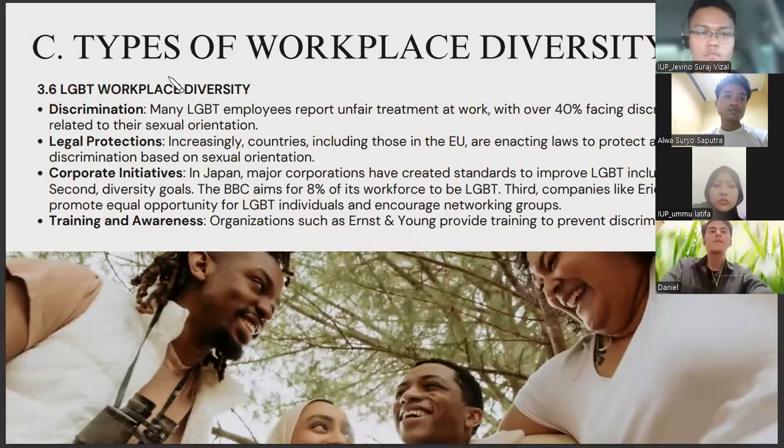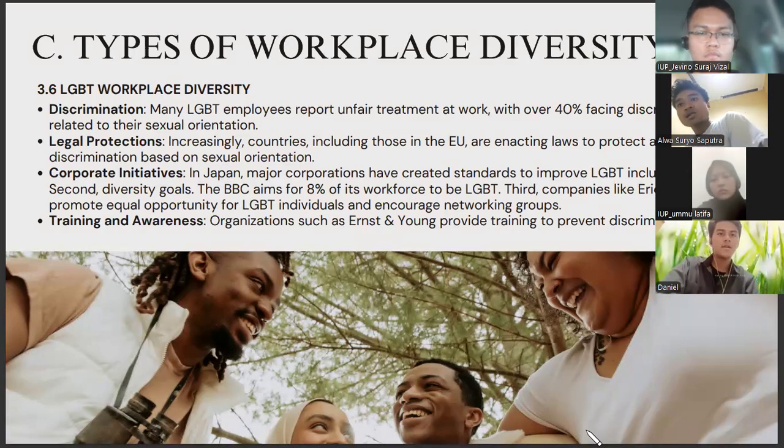The next type is LGBT workplace diversity. The LGBT acronym, representing lesbian, gay, bisexual, and transgender individuals, highlights the diversity of sexual orientation and gender identity in the workplace. While precise statistics on the LGBT population are difficult to ascertain, estimates indicate that about 1.7% of the UK population identifies as LGBT, primarily among younger adults.